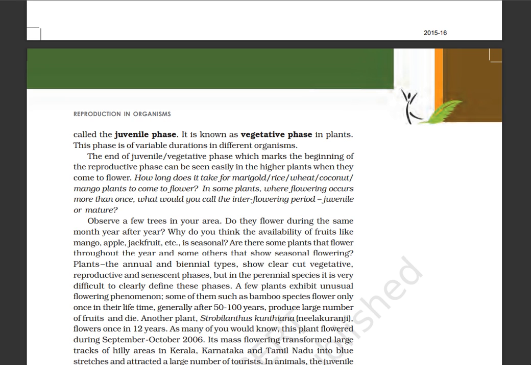Another plant, Strobilanthes kunthiana, Neelakurinji, flowers once in 12 years. As many of you would know, this plant flowered during September to October 2006. Its mass flowering transformed large tracts of hilly areas in Kerala, Karnataka and Tamil Nadu into blue stretches and attracted a large number of tourists.